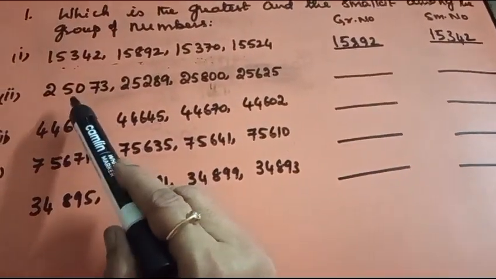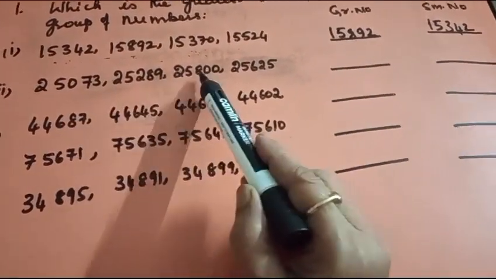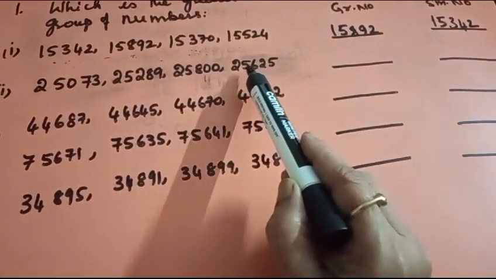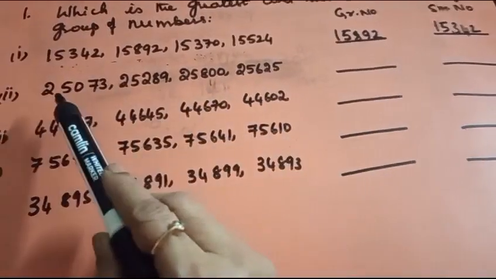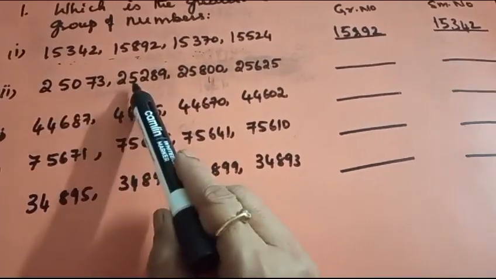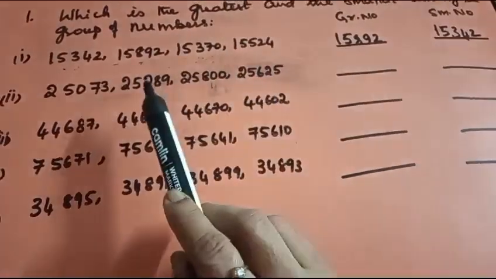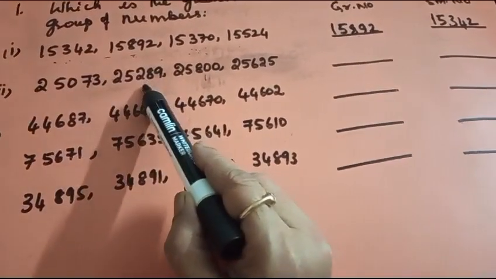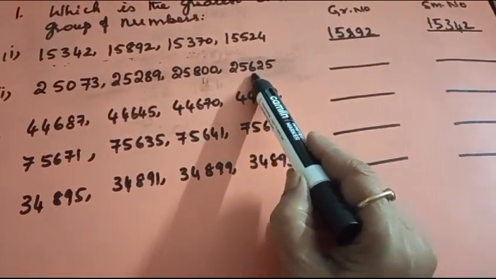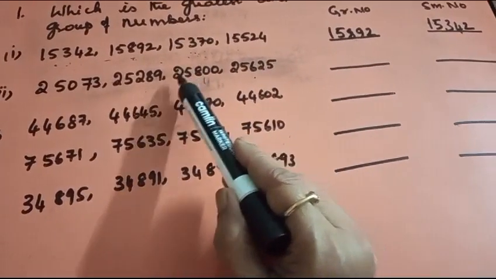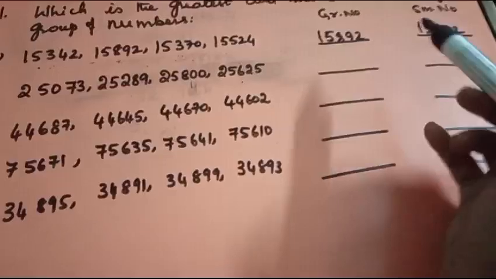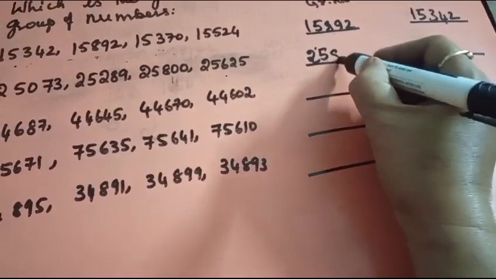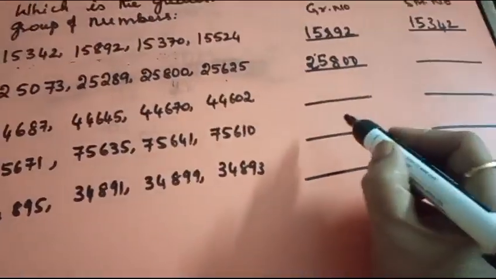Similarly, for the second one, all are 5-digit values, and in the 10,000s place you have only 2, so you cannot identify. Next, the thousands place: 5, 5, 5, 5. Here also you cannot decide. Now when you go to the hundreds place, you have 0 here, 2 here, 8 here, 6 here. So the greatest value is 8. So 25,800 is the greatest value, and you will write 25,800 as the greatest one.